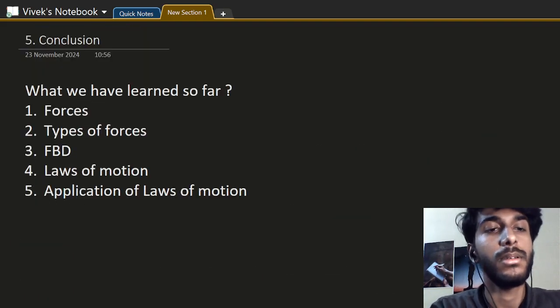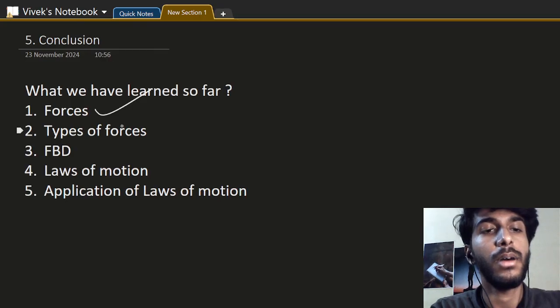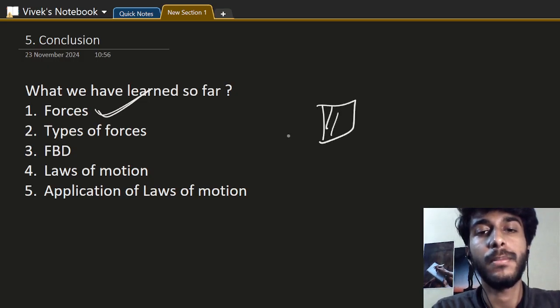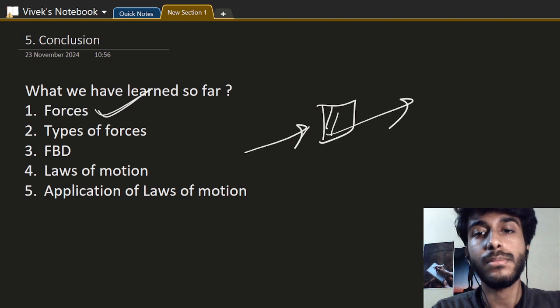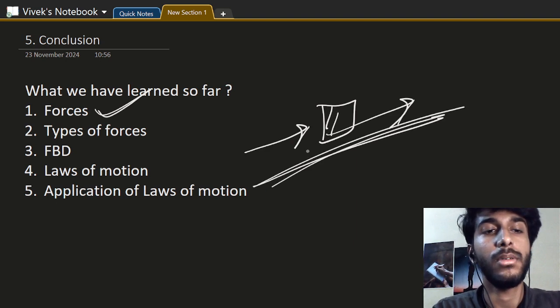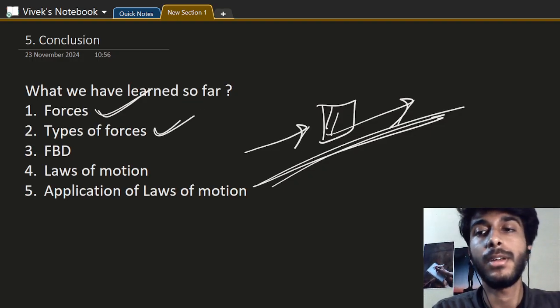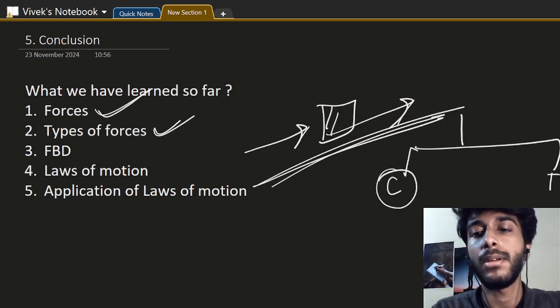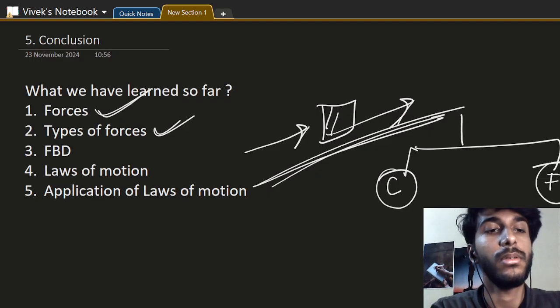Conclusion. So we have learned what forces are and how to define force. Force is simply something which changes the state of an object, whether it is at rest or a uniformly moving object. Then we understood the types of forces. There are two types, contact force and field force. We have studied these two things also.